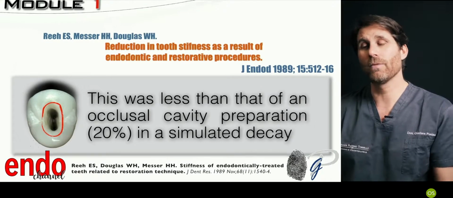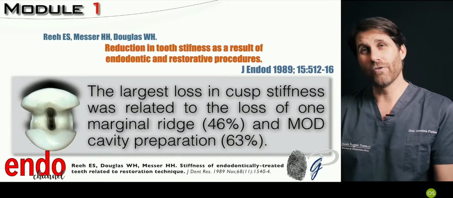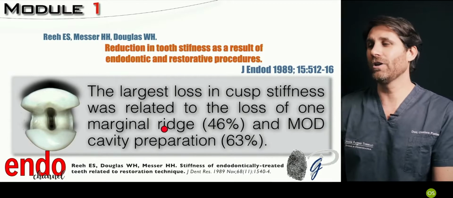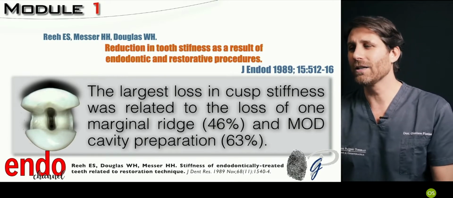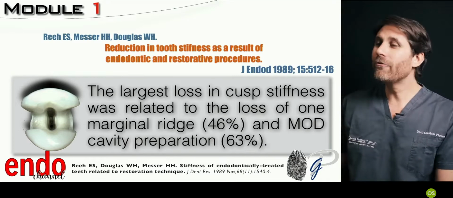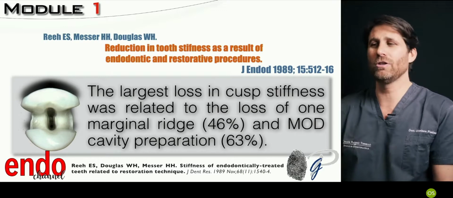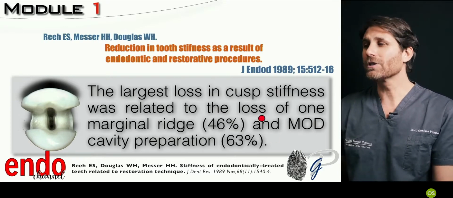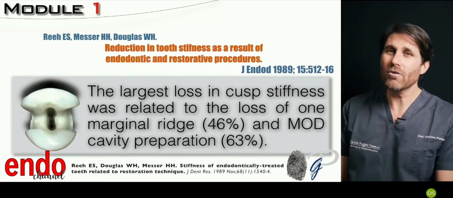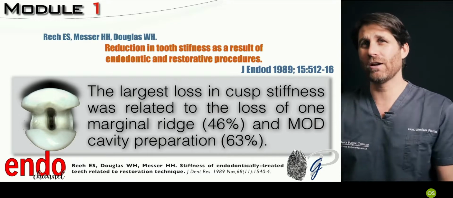But what is more important? The most important structures in the teeth for the resistance are the marginal ridges. So if we lose one marginal ridge, we have a reduction in cuspal stiffness of 46%. If we lose both marginal ridges in a mesio-occlusal distal preparation with an endodontic treatment, we have a loss of cusp stiffness of 63%. So the secret is to try to maintain as much as possible the marginal ridges.